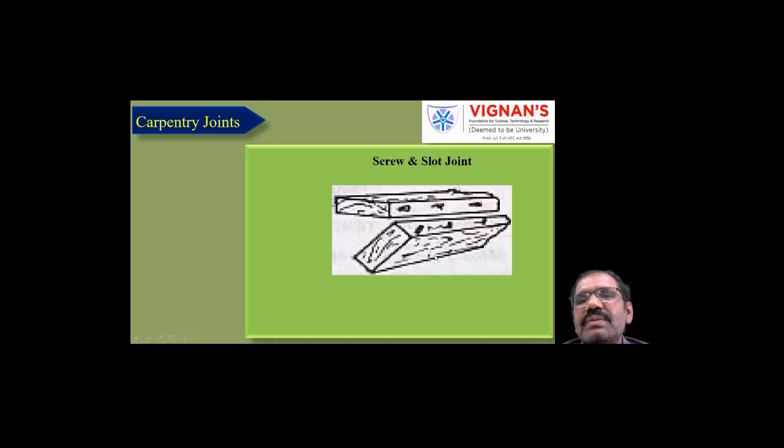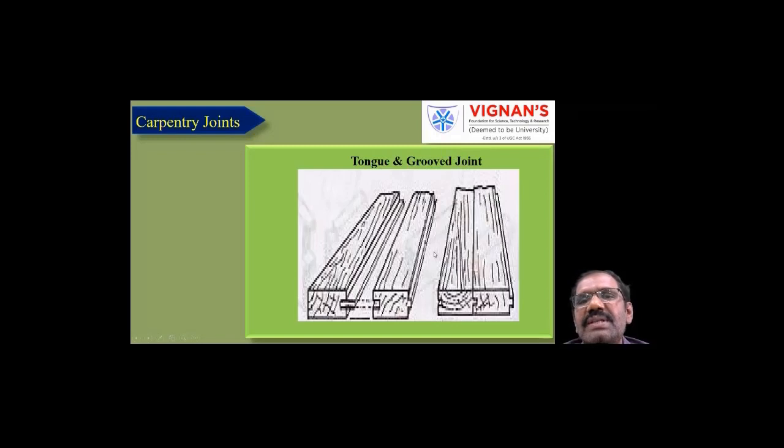So butt and rabbet joint: with the help of screws we are joining them. And this is the tongue and groove joint. In the exam you need to write the joint names. No need to draw the figures.